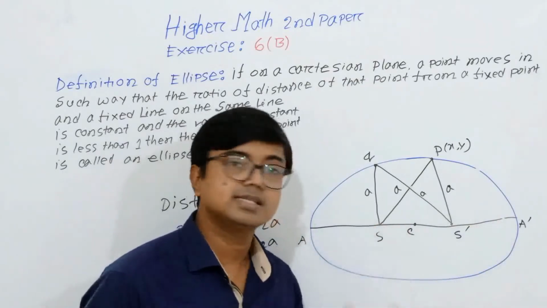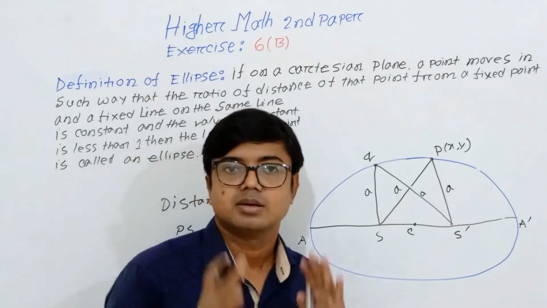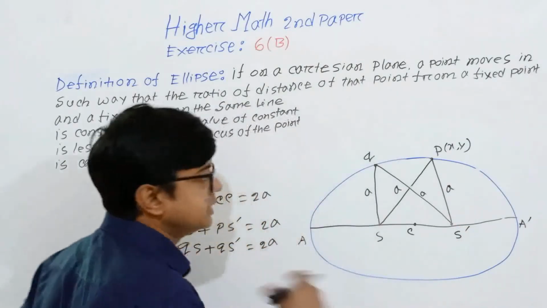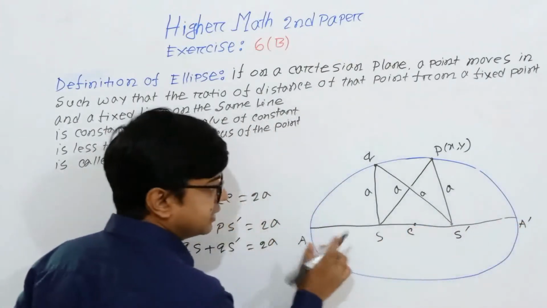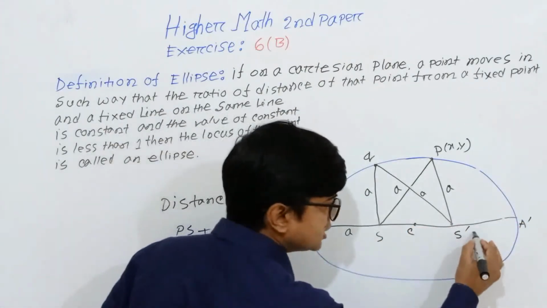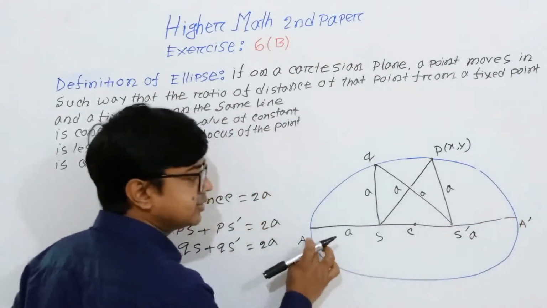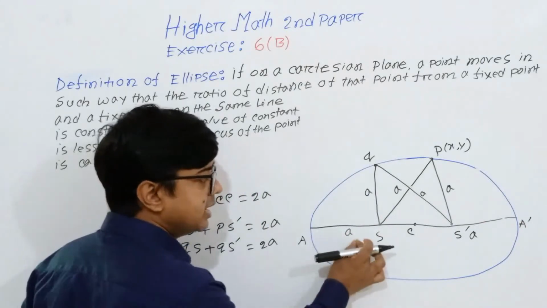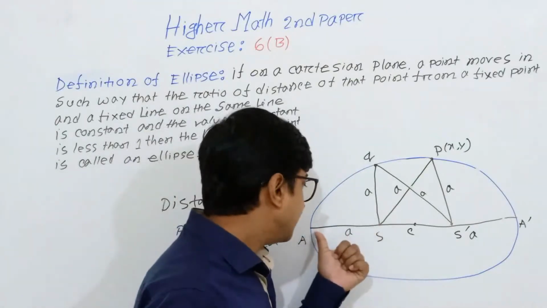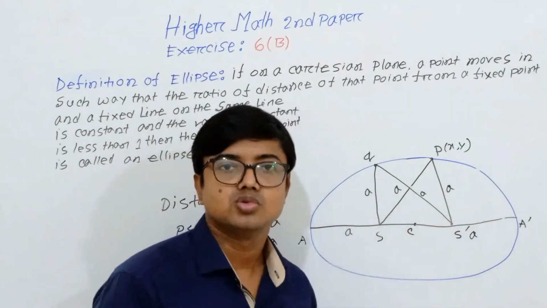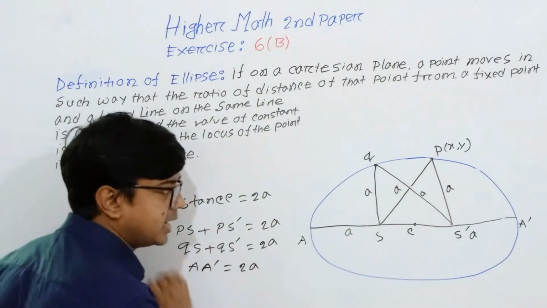And look at this, A and A prime is known as major axis. That's why this part CA prime and CA, this part is a and also this part is a. The length of CA prime, the length of CA is a. This part is a and this part is a. That's why AA prime equals twice a.